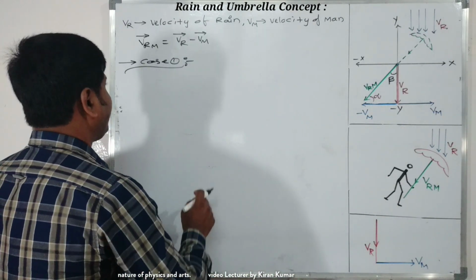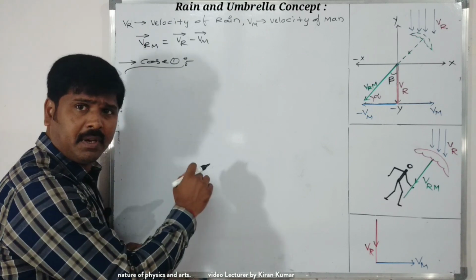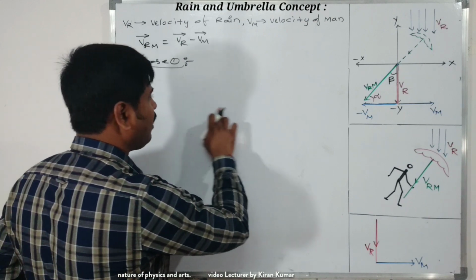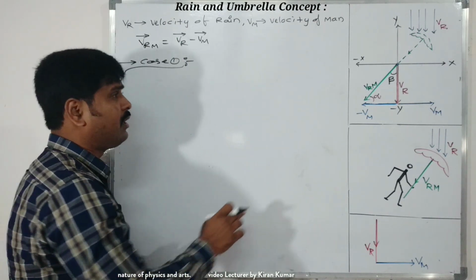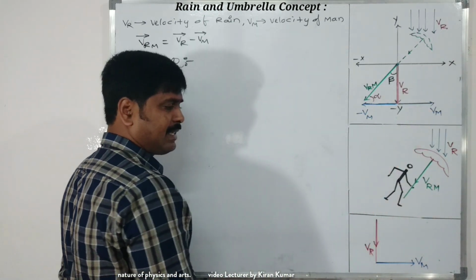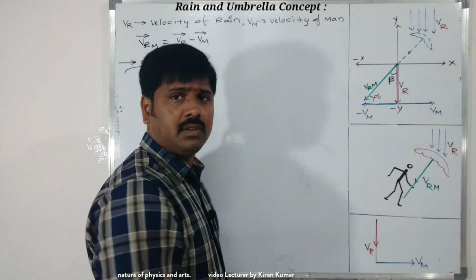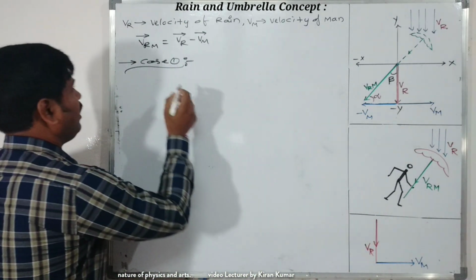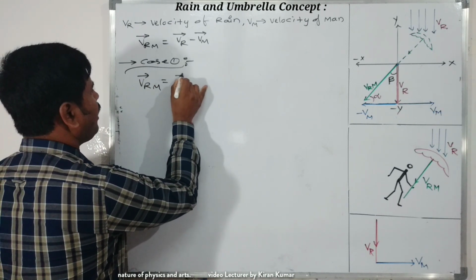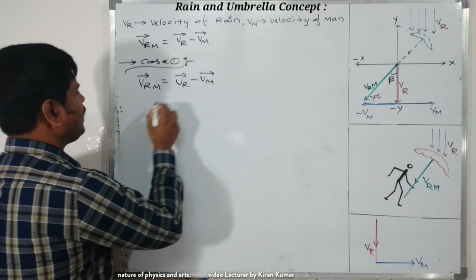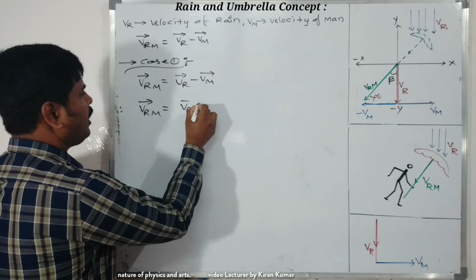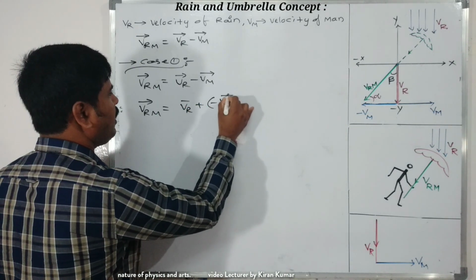Now try to understand. In the first condition, once again I'm repeating, rain is falling in the downward direction and the man is moving along the horizontal direction, that is rain along the negative y-axis and man along the positive x-axis. Clearly, three diagrams are given. See, Vrm bar is equal to Vr bar minus Vm bar.